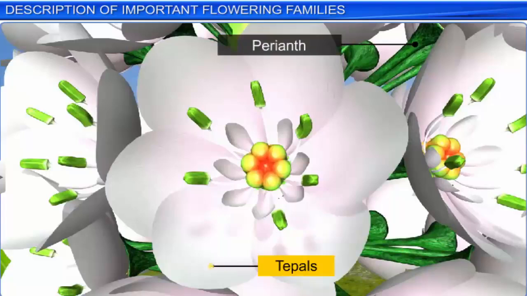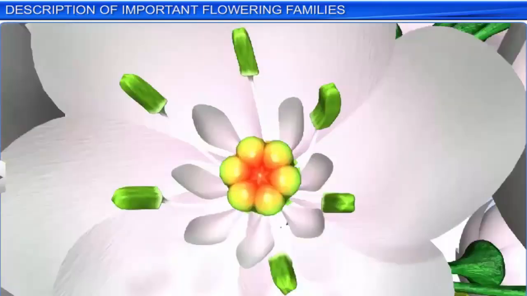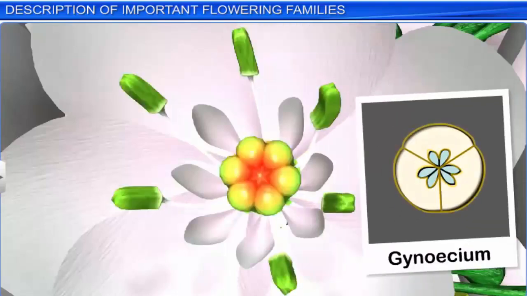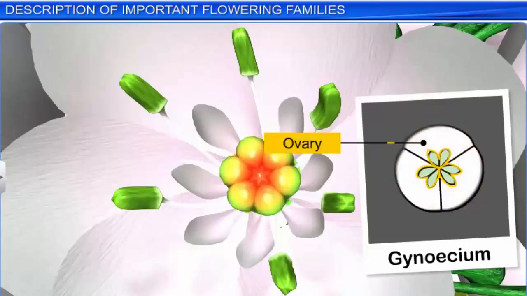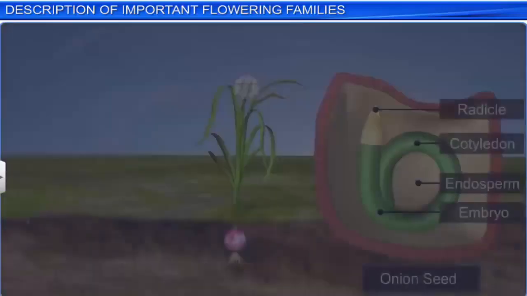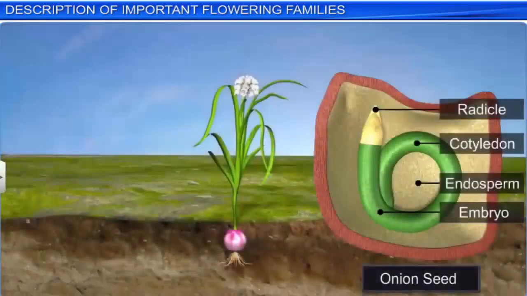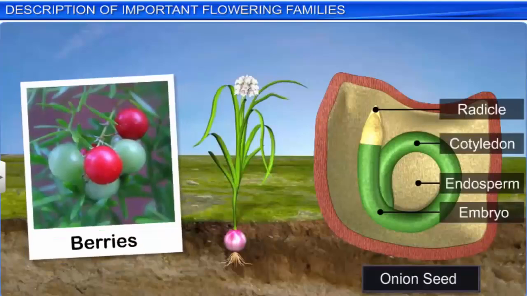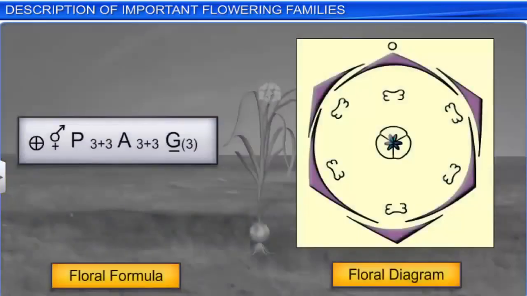In the Liliaceae family, the androecium consists of 6 stamens, and the gynoecium is tricarpellary and syncarpous. The ovary is superior and trilocular, with many ovules arranged in axile placentation. Fruits belonging to this family are generally capsules and are rarely berries, while the seeds are endospermous. The floral formula and the floral diagram of the Liliaceae family are as shown.